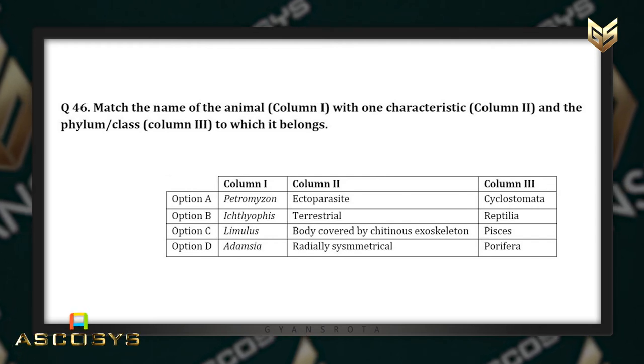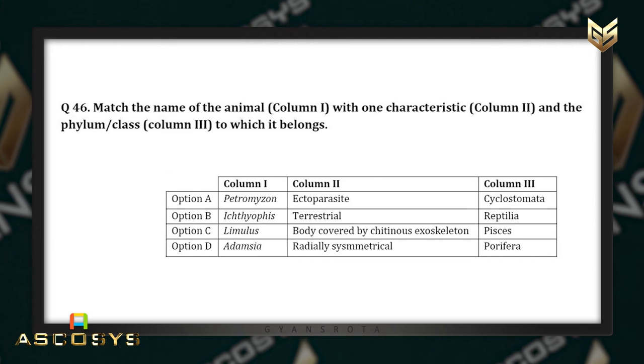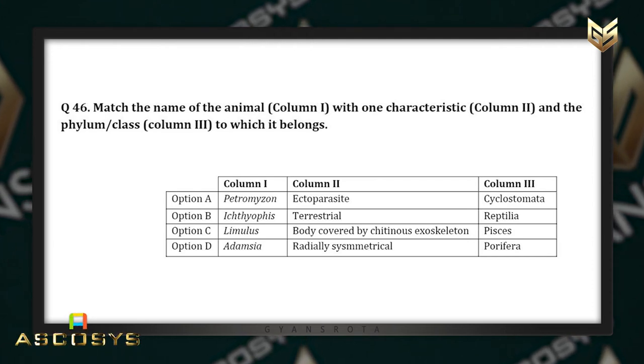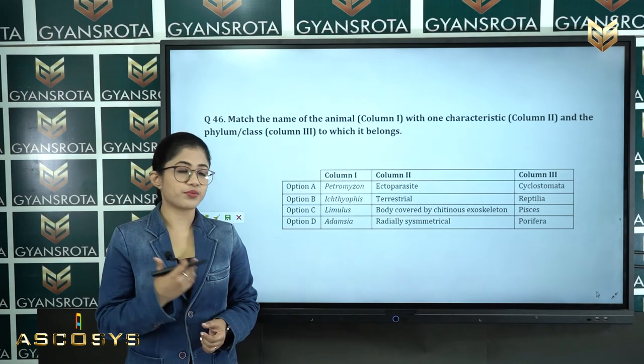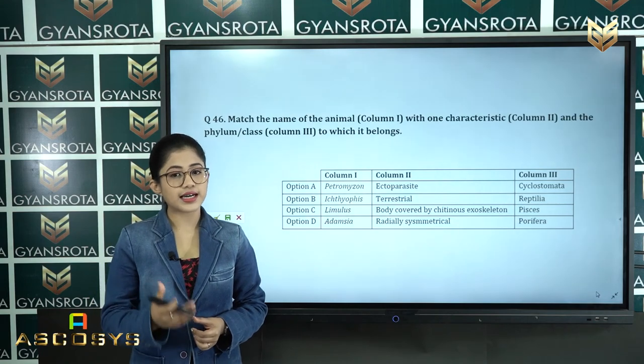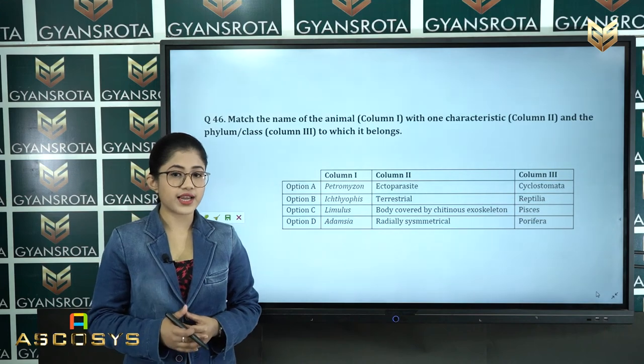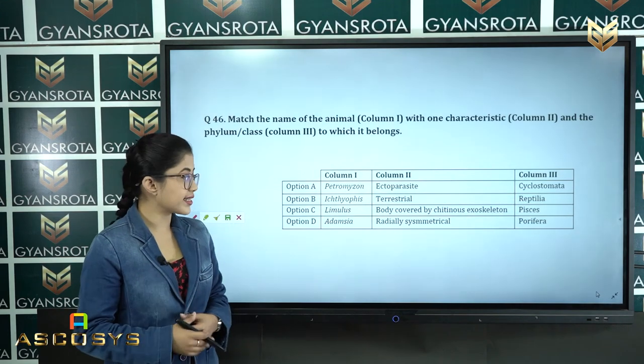Next, in option number B, Ichthyophis, column number 2 is terrestrial, and in column number 3 it is reptilia. Then in option number C, Limulus, it is body covered by chitinous exoskeleton and pisces. Next is Adamsia, it is radially symmetrical and porifera. So among these four options, you have to select the correct answer. Student, this is from the chapter Animal Kingdom of class 11. So what is the correct answer here?